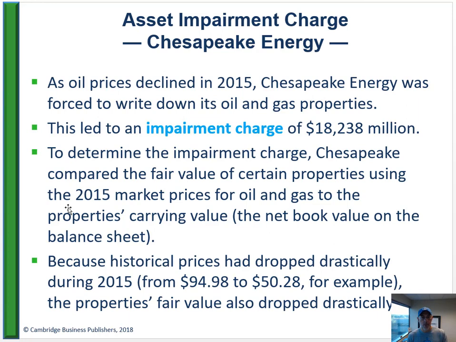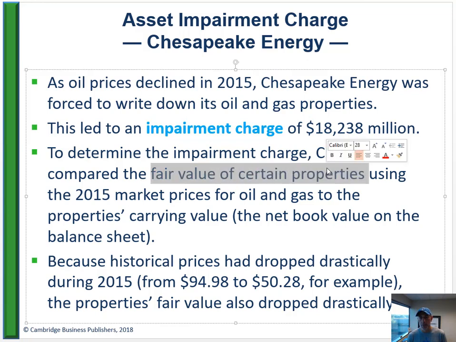Okay. Another example that the authors give us here is the impairment of some oil and gas properties that Chesapeake Energy took in 2015 to the tune of about $18 billion. In this example, in order to determine the impairment charge, the auditors took a look at other properties and the fair market value of those other properties. If you can pull together a comparable universe of recent sales, then you can get a rough estimation of what the market is truly bearing in terms of cost for properties, and you can use that to mark to market other properties, like in this case Chesapeake's oil and gas.